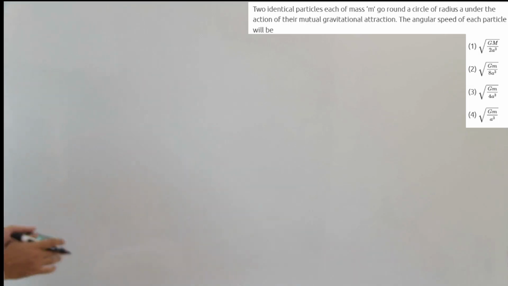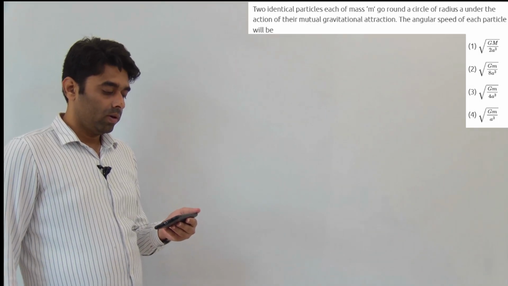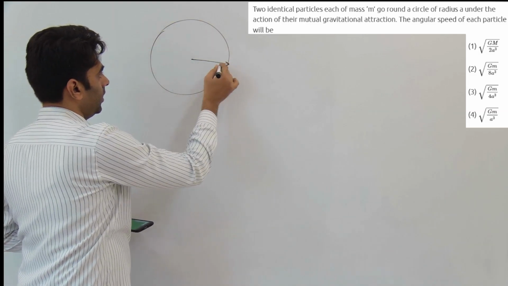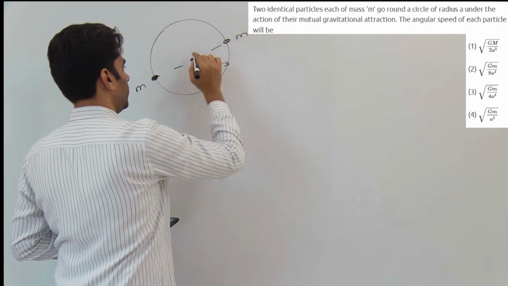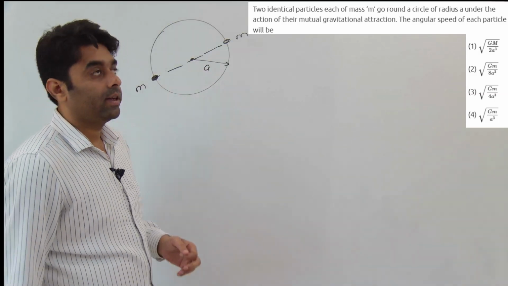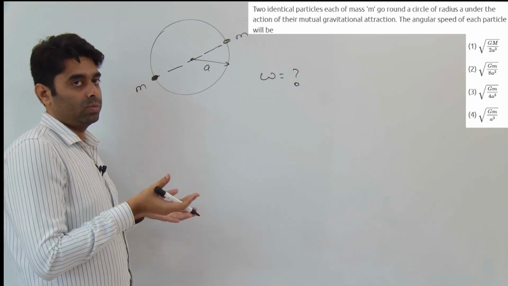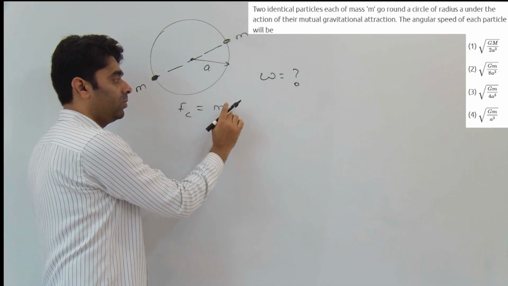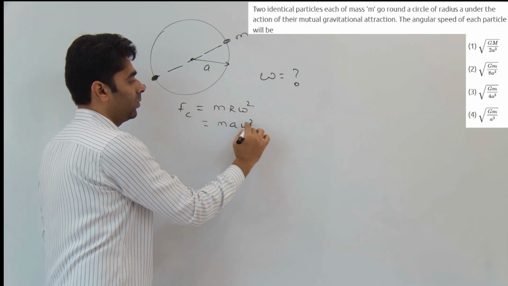So the last question of this video is: two identical particles, each of mass m, go round a circle of radius a under the action of their mutual gravitational force. Radius is a and two particles are there, each of mass m. The angular speed of each particle, omega, is what they are asking. How to calculate this? They move in a circular path, that means a force is required, which we call centripetal force. For any one particle, we write it as mass into centripetal acceleration, which is r omega square. R is given as a, so I can write it m a omega square. This is our centripetal force.